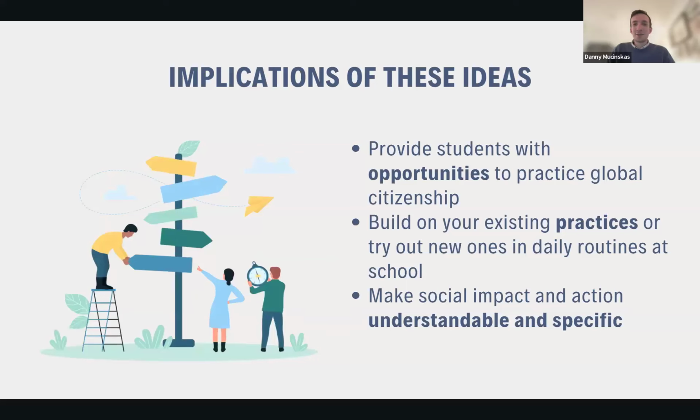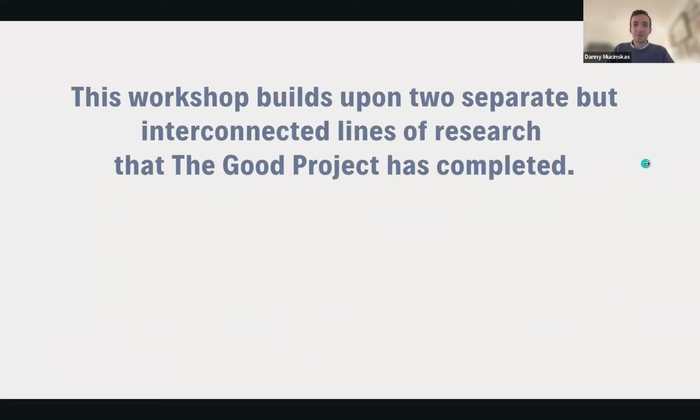Some implications of this presentation overall are to provide students with opportunities to practice global citizenship, build on your existing practices or pedagogy, and maybe try out new ones or new ways of thinking about how to integrate global citizenship into your daily routines. And then try to make social impact and action understandable and specific instead of being this big monolith, like we're going to do good in the world in whatever ways, and not really being specific about it. There are ways that we can break down what that looks like, and hopefully ways that are more understandable and might help students be more specific and more action oriented and effective.